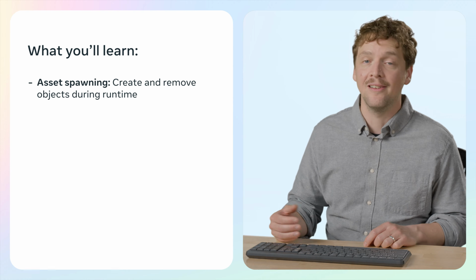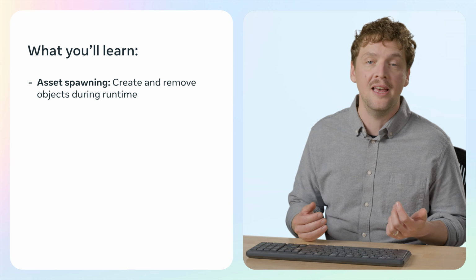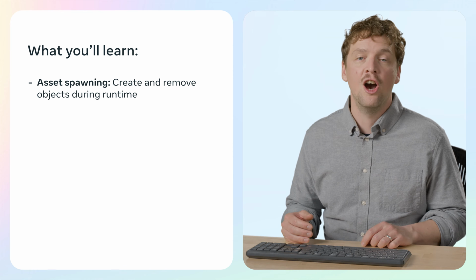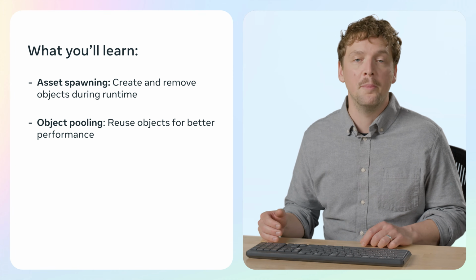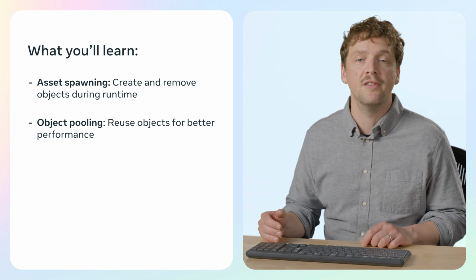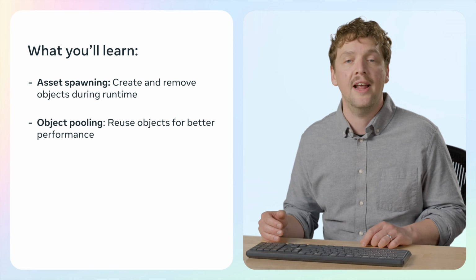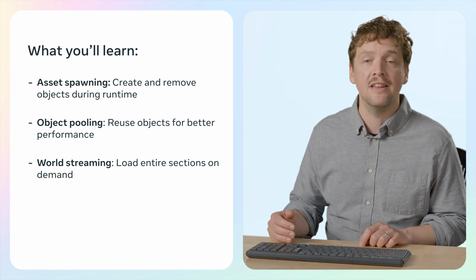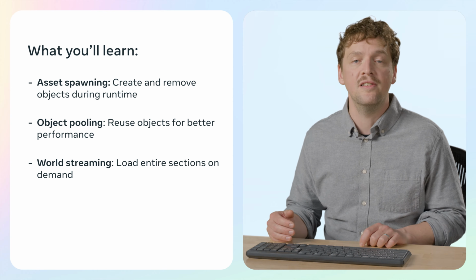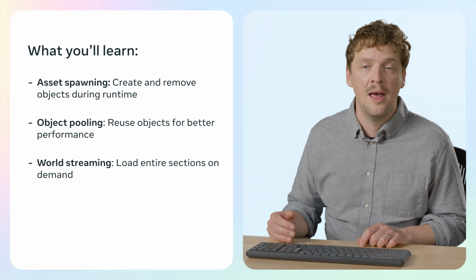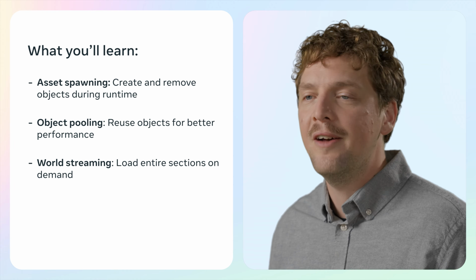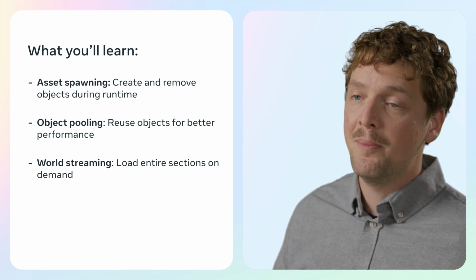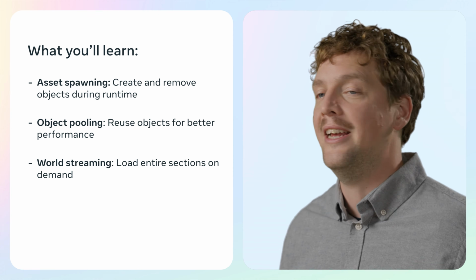Asset spawning, how to make objects appear and disappear during runtime using both simple and advanced methods. Object pooling, a powerful optimization technique that reuses objects instead of constantly creating and destroying them. And world streaming, which allows you to load entire sections or levels into your world on demand. By the end of this video, you'll have the knowledge to implement these techniques in your own worlds, creating more dynamic experiences while maintaining great performance.